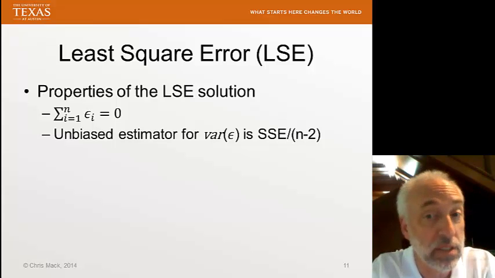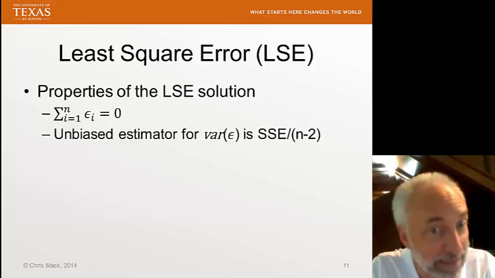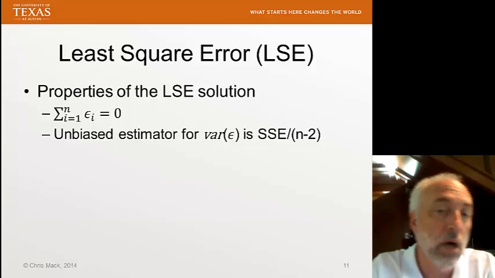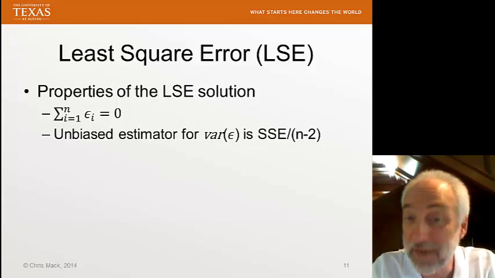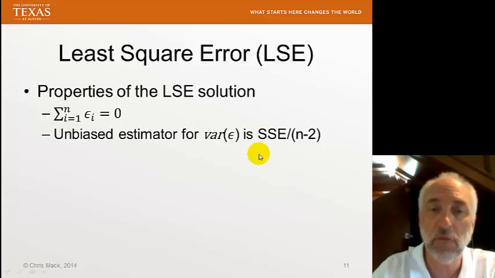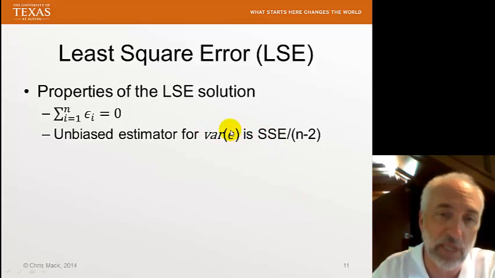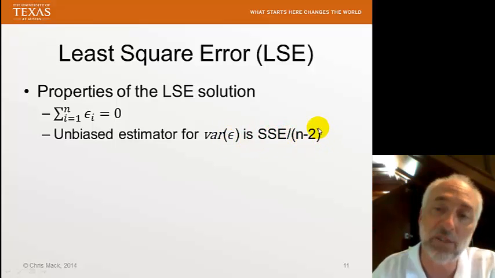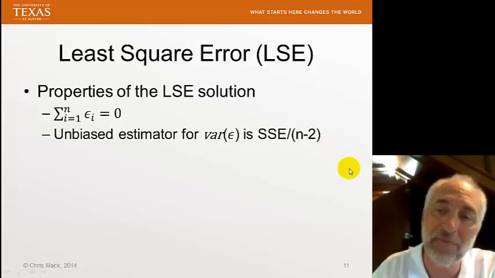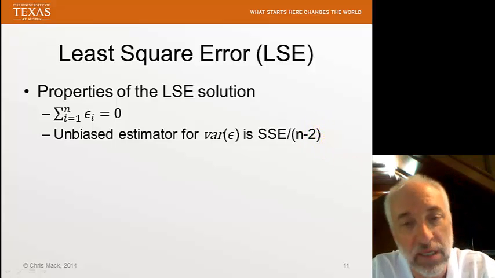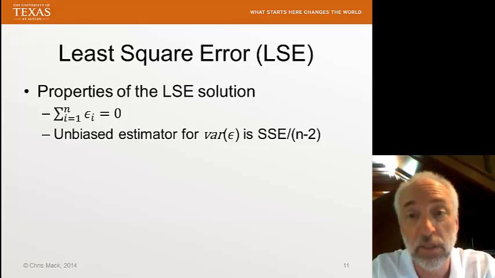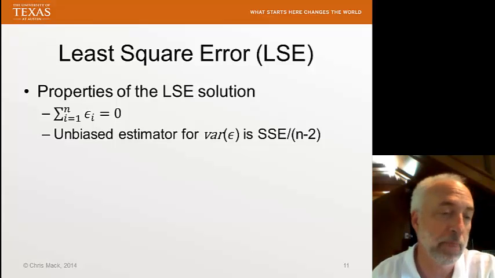Some properties of this least square error solution. As I said, the residuals have a mean value of 0. Also, if we want to estimate the variance of epsilon, our unbiased estimator for the variance of the residuals is the sum of square errors divided by n minus 2. I divide by n minus 2 because I have two parameters, a and b, in my linear model that affects the degrees of freedom in the residuals epsilon_i.